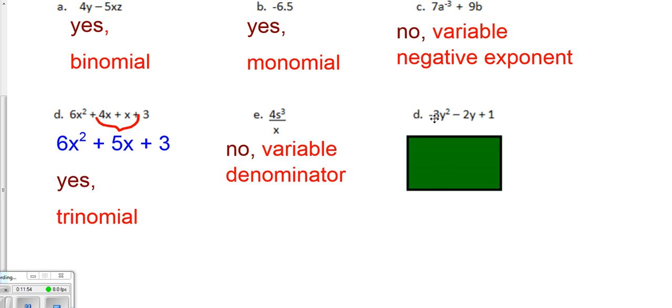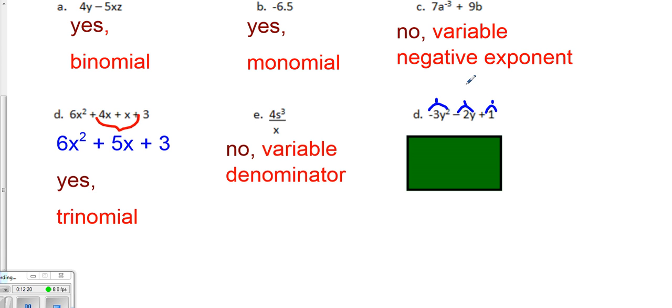And for D, we have negative 3y squared minus 2y plus 1. Again, we've got 3 different terms: negative 3y squared, minus 2y, and 1. This one is a constant. This one is linear because it's y to the first. This one is a quadratic term because it has y squared.